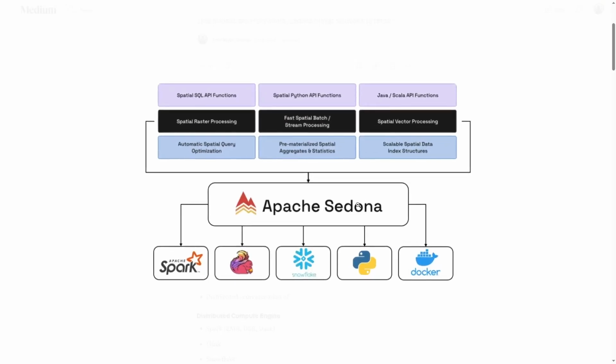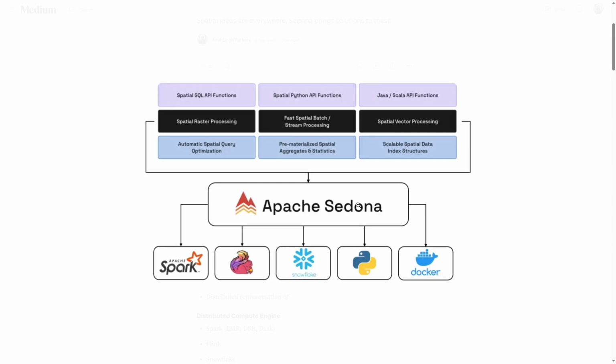As I mentioned, there are a few things that it does. It offers spatial SQL analysis. It offers a spatial Python interface. It also works with Java and Scala API functions. It can do raster data processing. It can do stream processing. It also has a concept of vector processing. This vector is different from the LLM vectors; this is vectors in terms of spatial data. And then it will do optimization, aggregations, and it can create a scalable spatial data index. So that way it offers these capabilities.